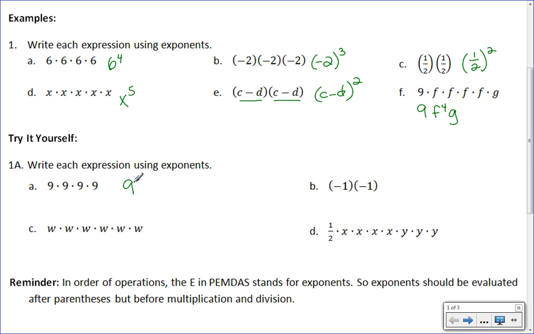Alright, this is 9 to the 4th, negative 1 squared, w to the 6th, and 1/2 x to the 4th, y to the 3rd.